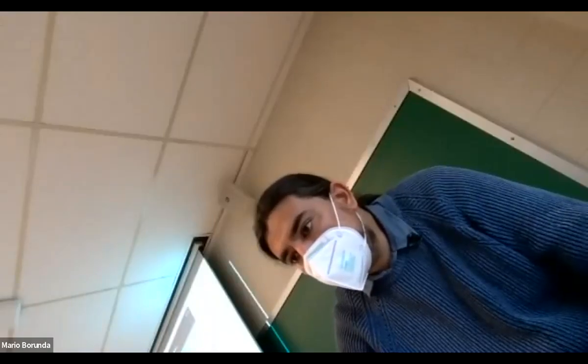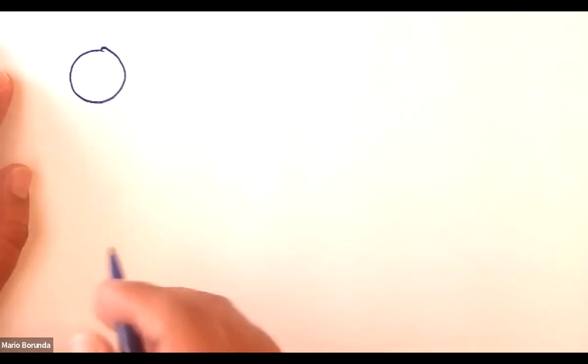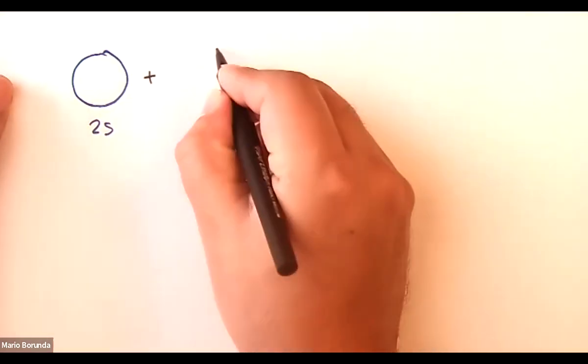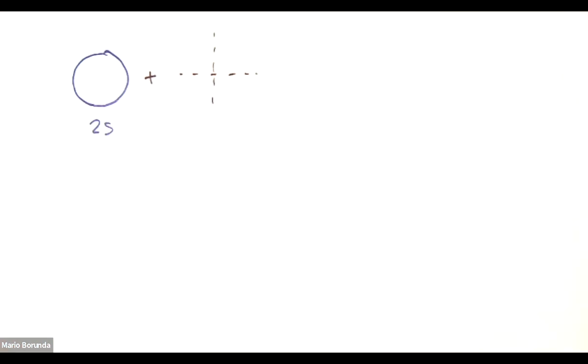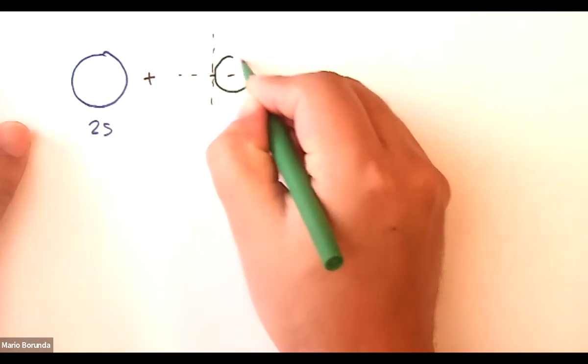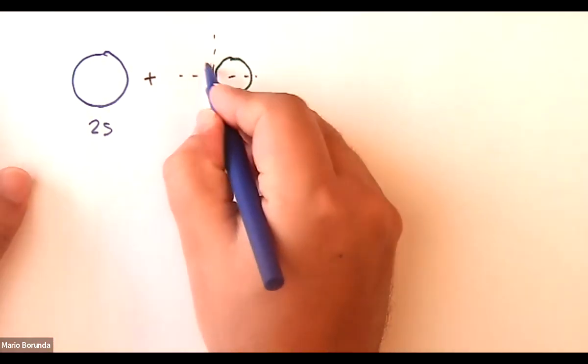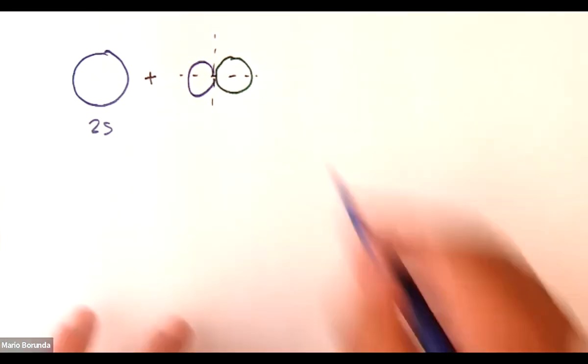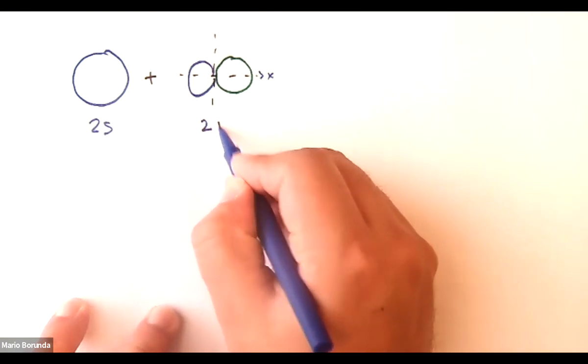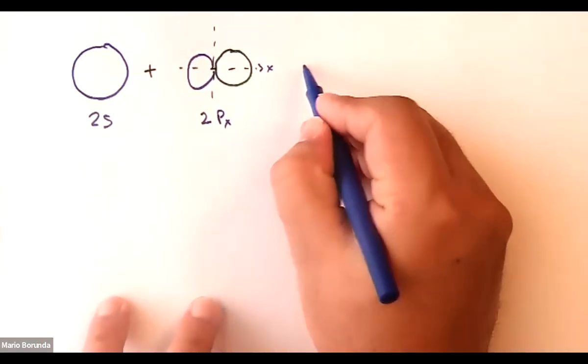All right, and this one, okay. So we have an orbital that looks like this, okay? This is the 2s orbital. And then let's assume we're going to have this one right here. And this one looks like this and like this, okay? So if we assume that this is the x-axis, this is the 2px orbital. What happens when I add them together?